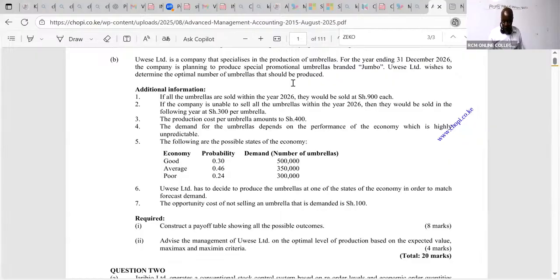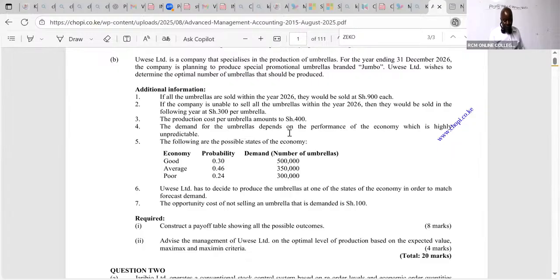Additional information. If all the umbrellas are sold within the year, when you are very lucky, then they would be sold at a very high price of 900. If the company is unable to sell all the umbrellas within the year 2026, then they would be sold in the following year at a very low price of 300. The production cost per umbrella is 400.